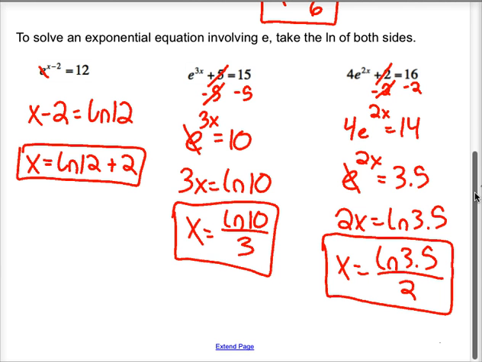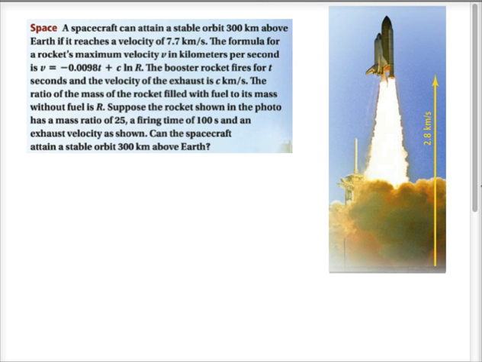All right, so we are nearly there. We're nearly done. Just one more example, and then you'll be done with your Chapter 7 notes completely. So, a spacecraft can attain a stable orbit 300 kilometers above Earth if it reaches a velocity of 7.7 kilometers per second. The formula for a rocket's maximum velocity in kilometers per second is v equals negative 0.0098 t plus c ln of r. The booster rockets for t seconds and the velocity of the exhaust is c kilometers per second.